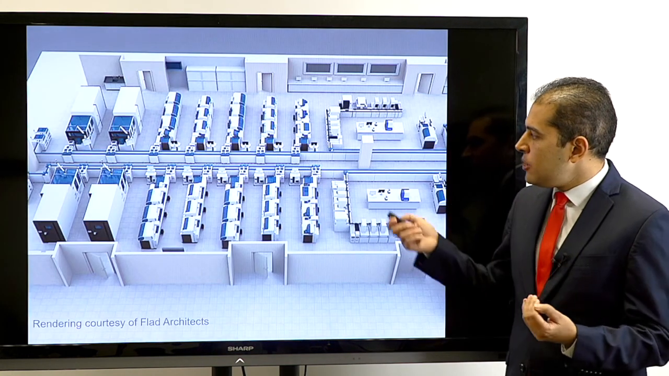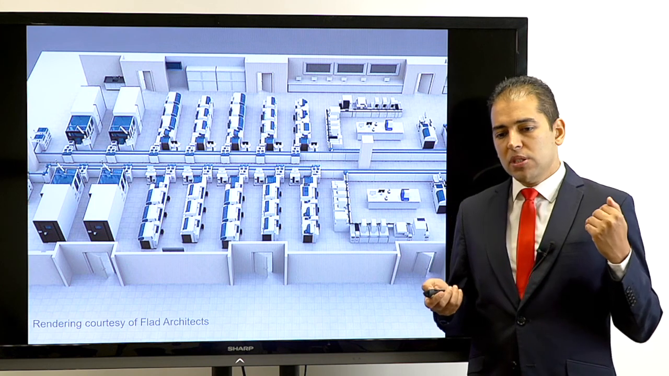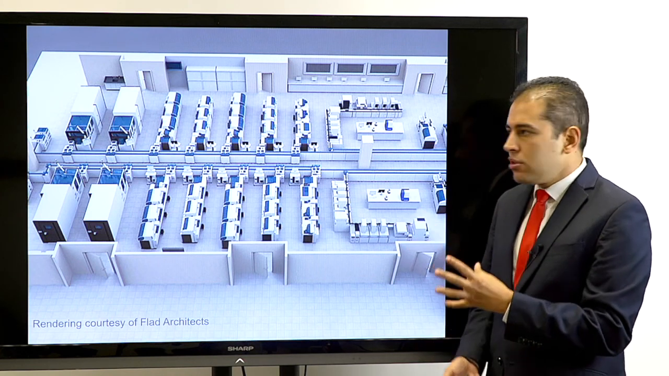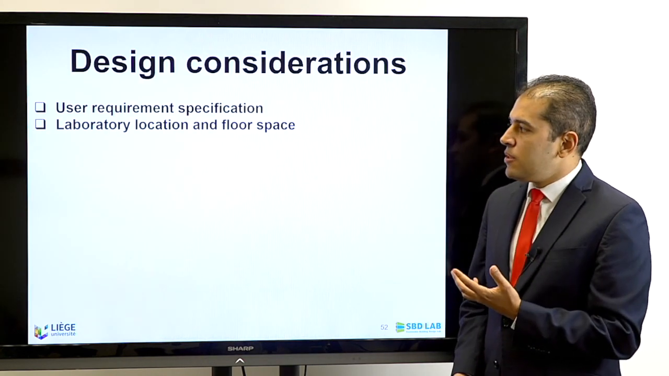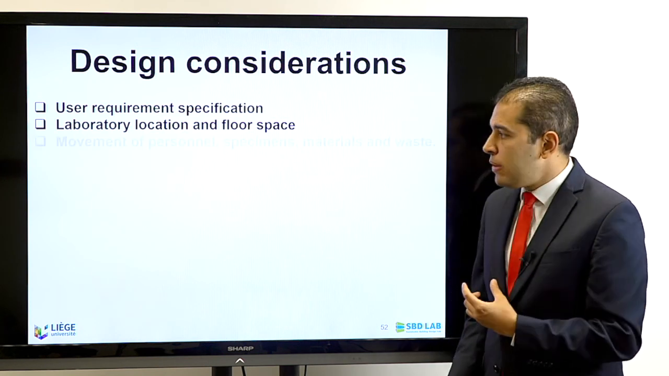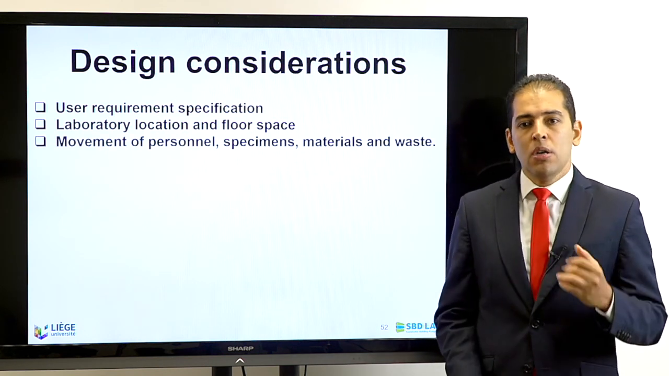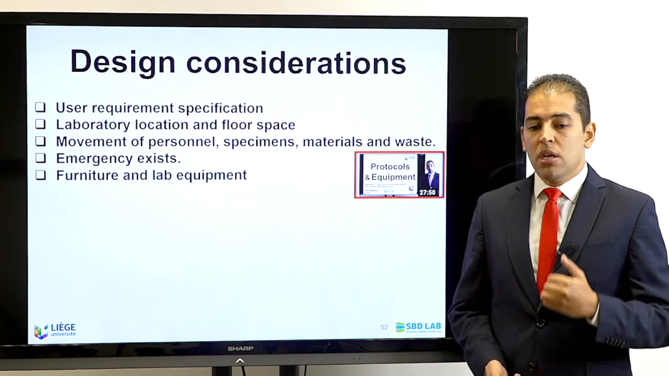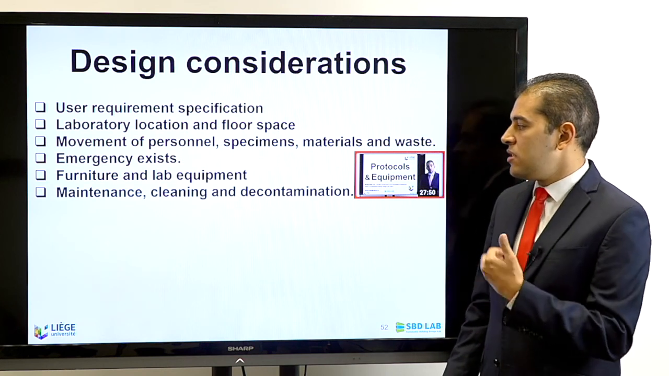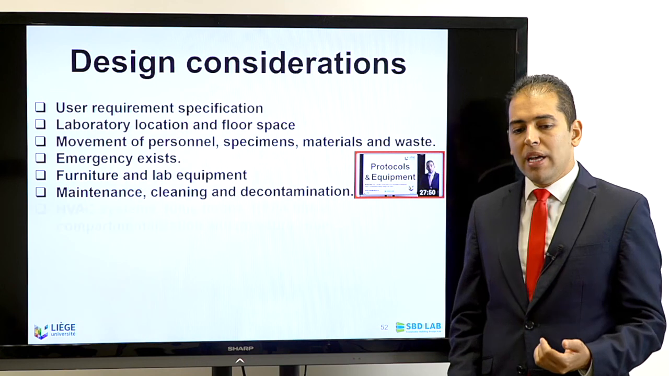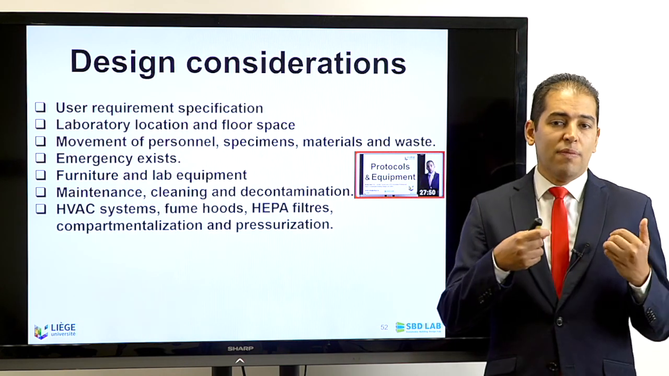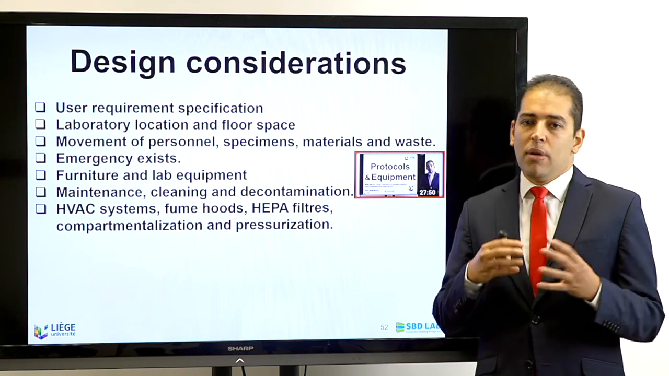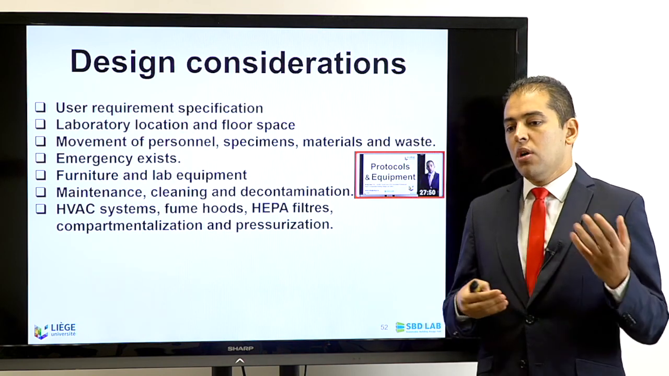Now, let's have an example. A lab can be huge or small, depending, but you must think about a lot of design considerations associated with the design of your lab. First of all, you have to think about your user requirements and specification, the location of your lab and the floor space, the movement of personnel, the specimens or the subjects in this case, materials, waste, emergency exits, the furniture of your lab, equipment, maintenance, cleaning, the decontamination process, how you will handle the waste, and the HVAC systems. If you have fume hoods in chemical labs, for example, or HEPA filters, which are very stringent, they assure that you will not have transmission of viruses or bacteria.